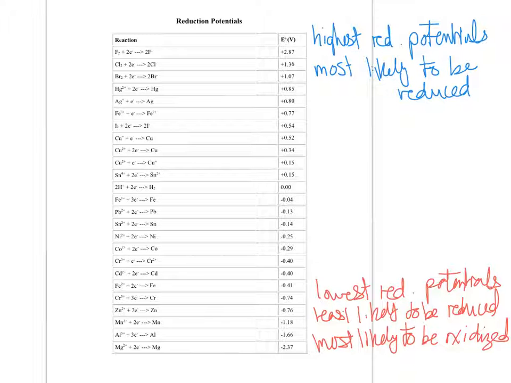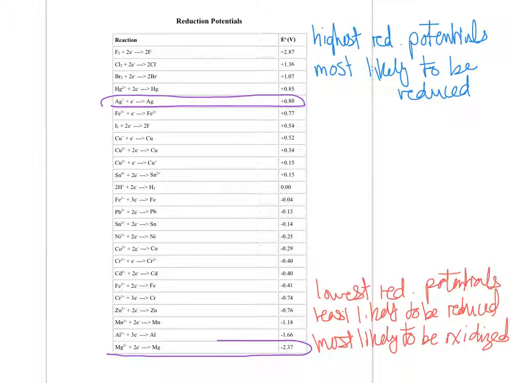And so in our example, we wanted to look at silver and magnesium. So you want to try to find silver and magnesium here. So here's silver. And here's magnesium all the way at the bottom. And so if you look at the reduction potentials, silver has a higher number than the magnesium does. So that means silver has a higher reduction potential, and so it is more likely to be reduced compared to magnesium. Magnesium has a lower reduction potential. It's less likely to be reduced. It is more likely to be oxidized.